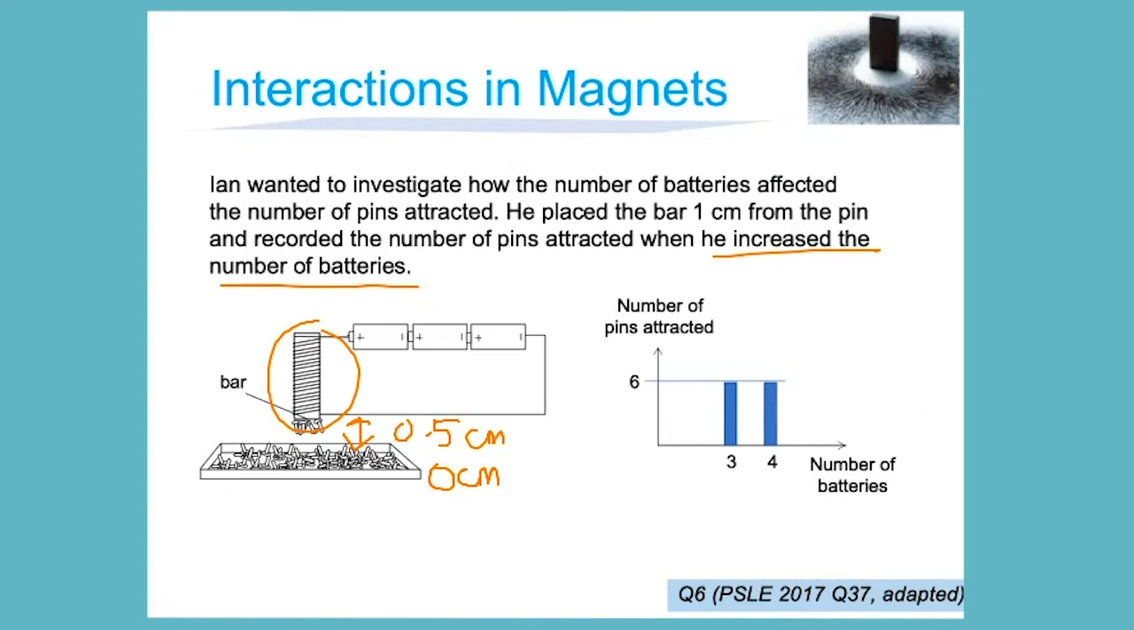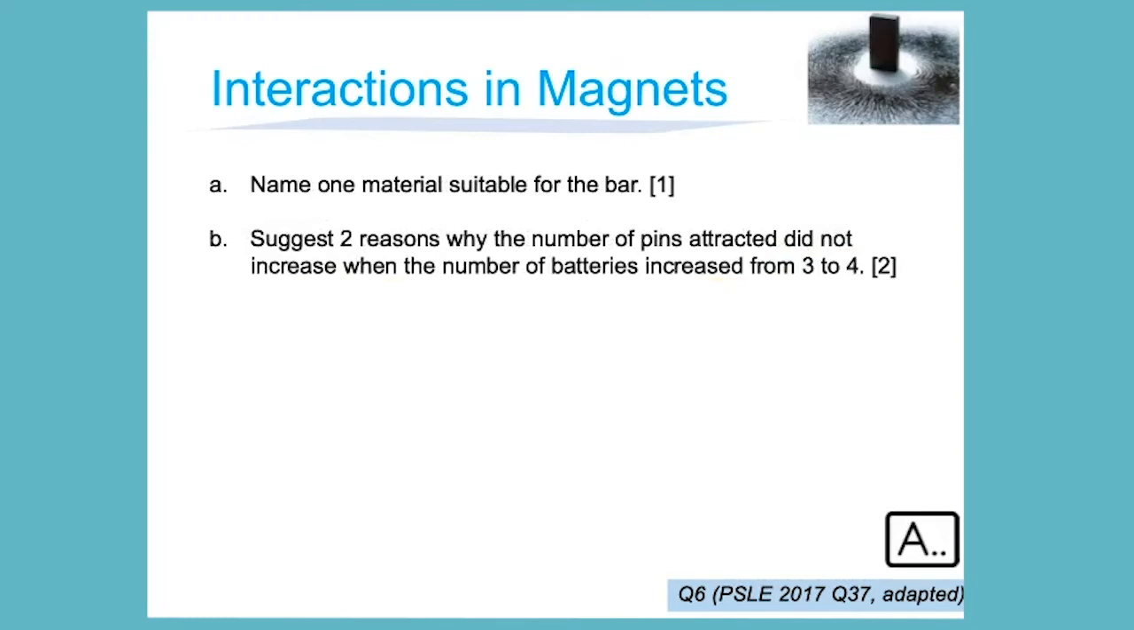Nathan says the 4th battery placed in had no energy. So yeah, that potentially means it has either been depleted or is damaged. The rest of the pins were not made of a magnetic material. Yes, that sounds possible as well. That's interesting, right? Based on what our friends have said, we can find at least 2 reasons why the number of pins attracted did not increase. So these are a few possible answers.